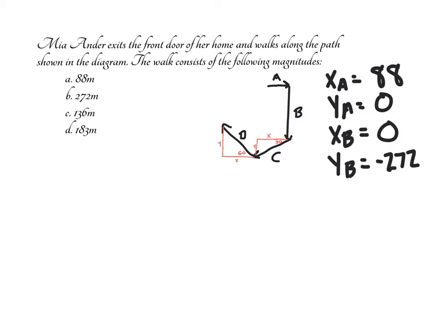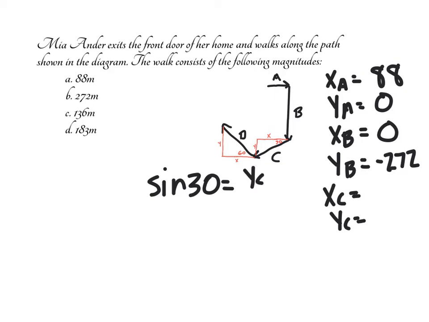For C, we need an XC and a YC. We actually have to solve for that using sine, cosine, and tangent. So to solve for the y part of it, I would probably do sine of 30 equals opposite, which is y of C, over the hypotenuse. Well, C is 136. So then YC ends up being 68.